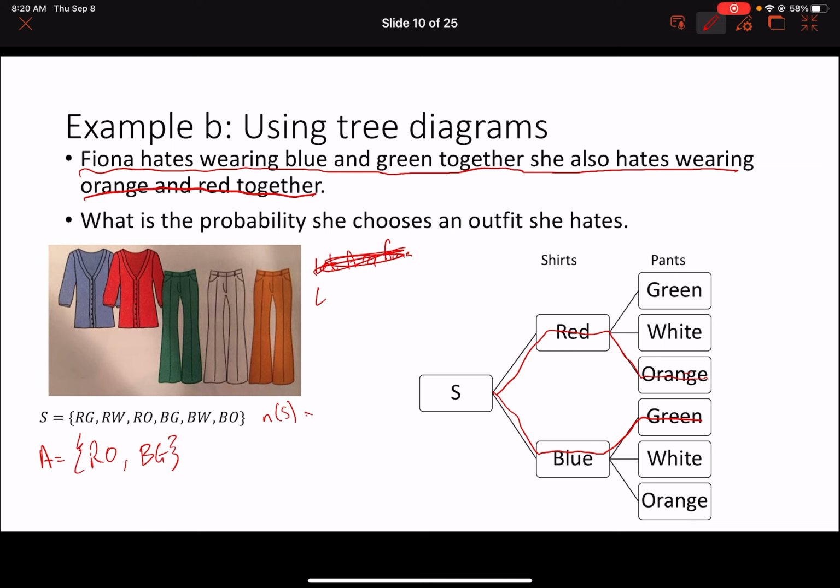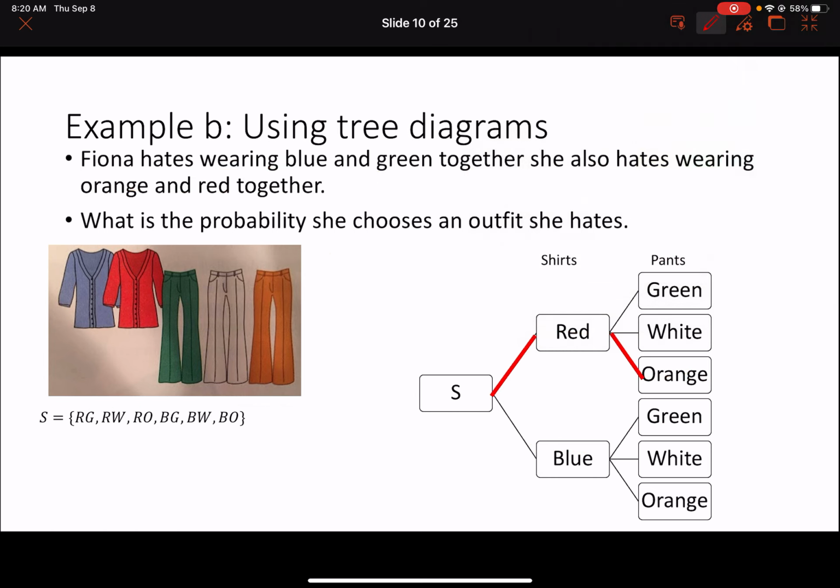Okay, so NS is equal to 1, 2, 3, 4, 5, 6. How big is S? 6. And NA is equal to 2. Okay, so we already did that over here. Clear pen markings. So these are what we hate.